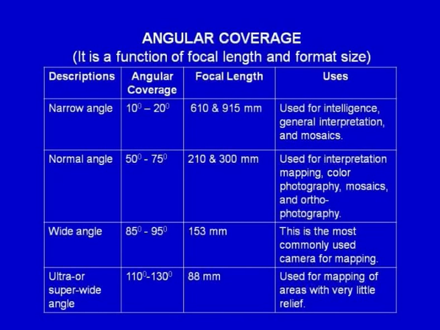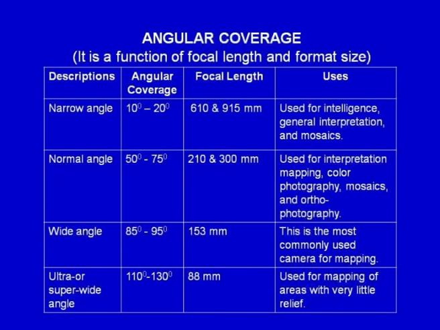Now, let us look at the classification of photographs on the basis of the focal length and the format size. This particular table shows different types of photographs which can be taken. First is narrow angle. It has an angular coverage between 10 to 20 degrees with camera focal length of the order of 610 to 915 millimeters, and it can be used for intelligence, general interpretation and mosaicing purposes. The next category is normal angle, where the angular coverage is between 50 to 70 degrees using camera focal lengths of the order of 210 to 300 millimeters. This type of photograph can be used for interpretation, mapping, color photography, preparation of mosaics and orthophotography.